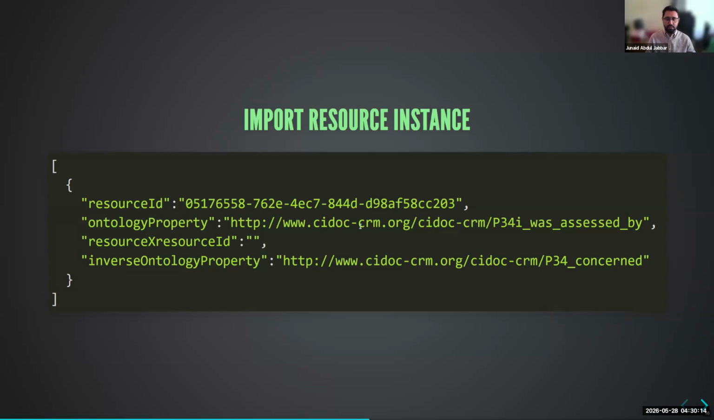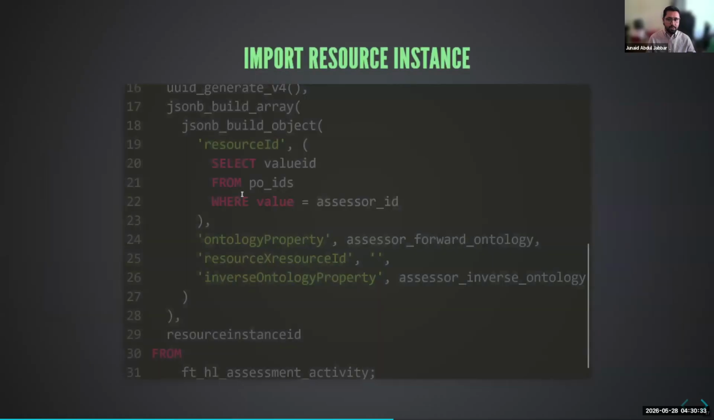Then we have the ontology property, the forward ontology property. This is the relationship ID, which is automatically assigned by Arches. And then we have the inverse ontology property. And this is acceptable by Arches. So in order to get this, we can again use the with clause to make a temporary lookup set.